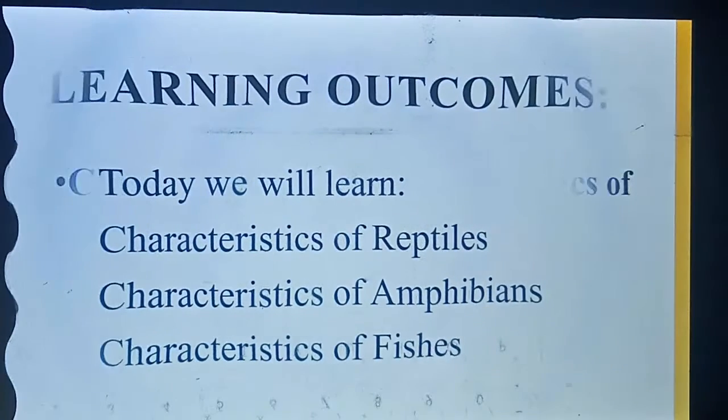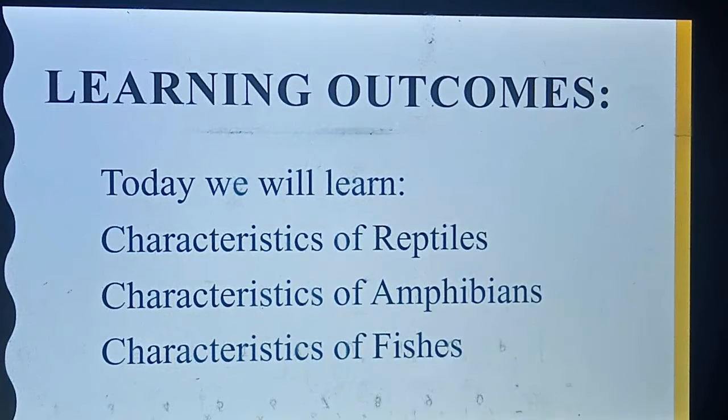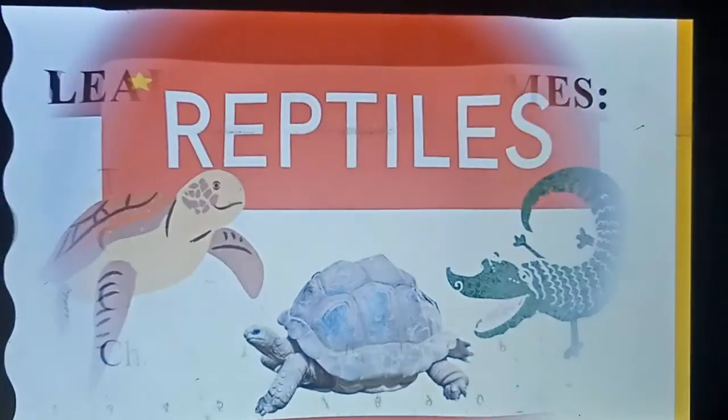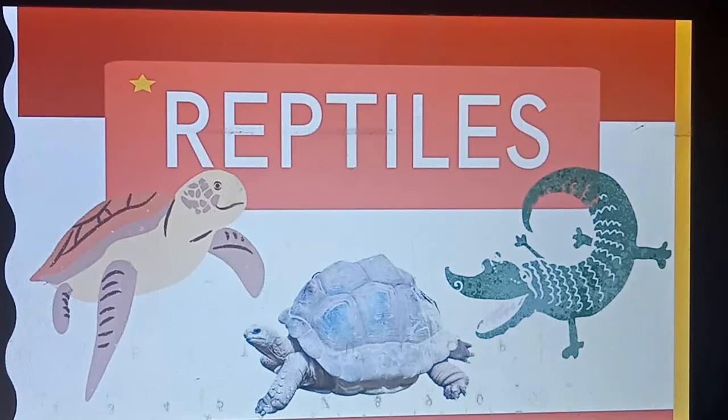In this topic we have to learn about the characteristics of reptiles, amphibians and fishes, because as you know, there are five kinds of vertebrates: mammals, birds, reptiles, amphibians and fishes. In the previous class we discussed mammals and birds, but in this class we will learn about the characteristics of reptiles, amphibians and fishes. So let's talk about reptiles.